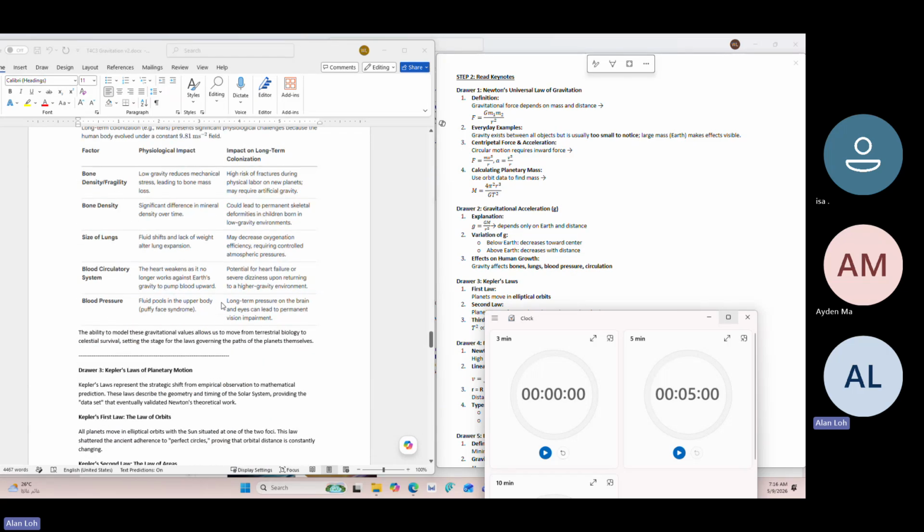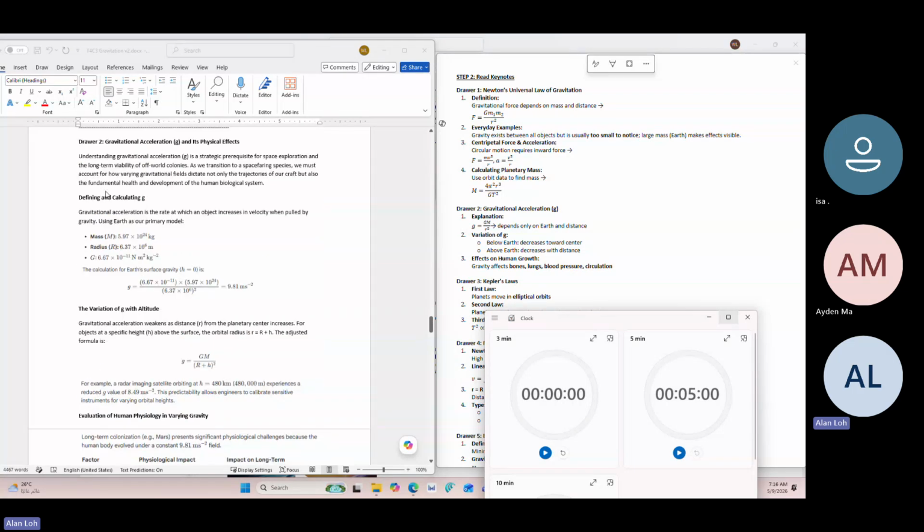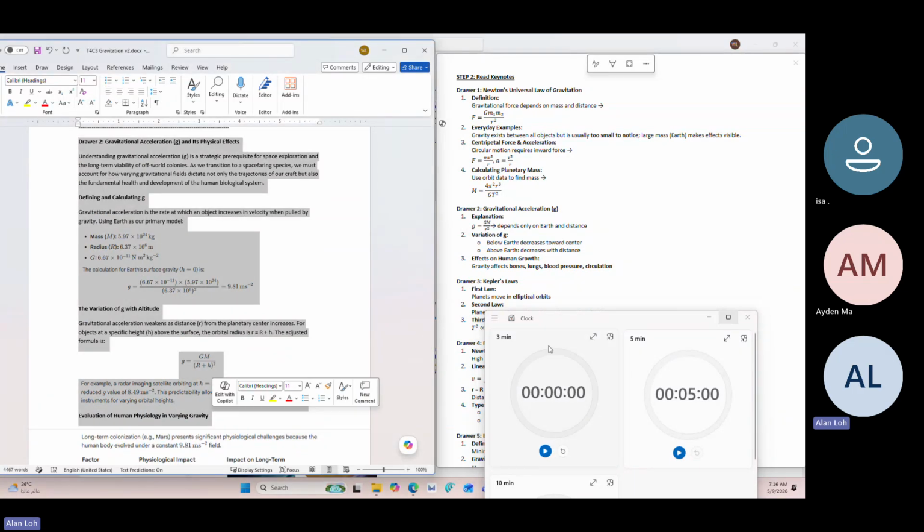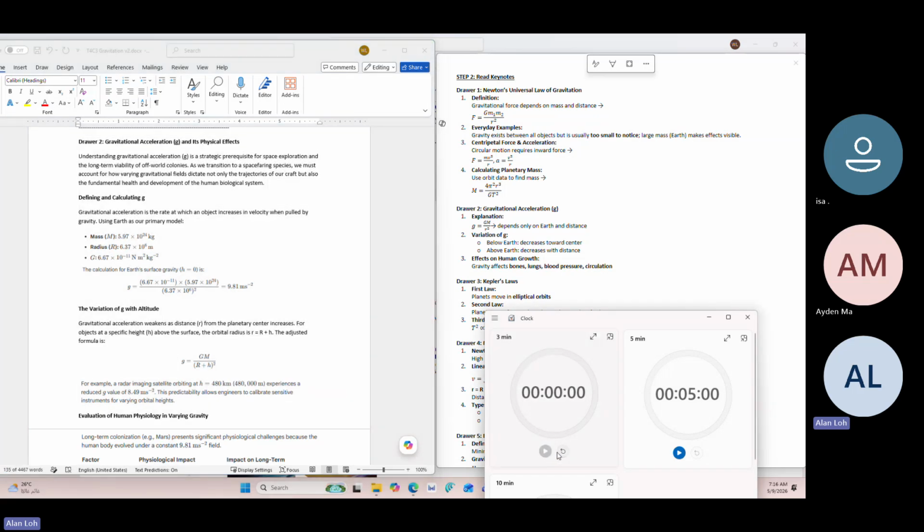It's 2. Okay, wait, let's divide it into 2 parts here. Let's divide into here to here, right? And this one, let's do how many minutes? Let's do 1 minute.